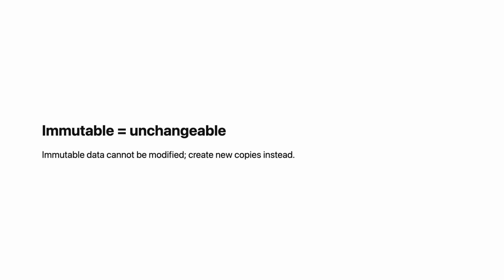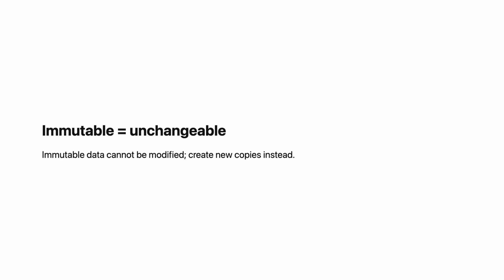Why would we want data we cannot change? This seems like a limitation, but it brings powerful benefits. First, predictability. If data cannot change, you always know what it contains. You looked at it earlier. It had value X. It still has value X. Nothing could have changed it. With mutable data, you cannot be sure. Something else might have modified it. You must always check. You must always worry.